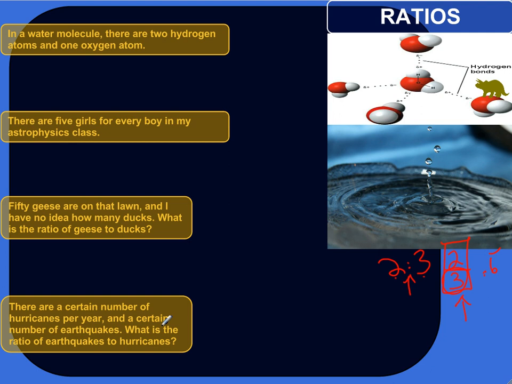So in the first couple of problems, these will just be normal ratios that you've dealt with, just numbers, and then we'll throw in some variables too. So, all right. In a water molecule, there are two hydrogen atoms and one oxygen atom. So if we wanted to represent that as a ratio of hydrogen atoms to oxygen atoms, we would write that as 2 to 1. So that's a comparison of how many hydrogen atoms and how many oxygen atoms in one water molecule.